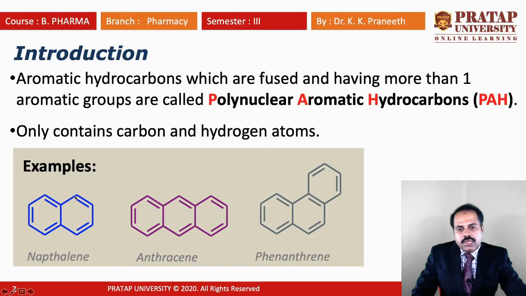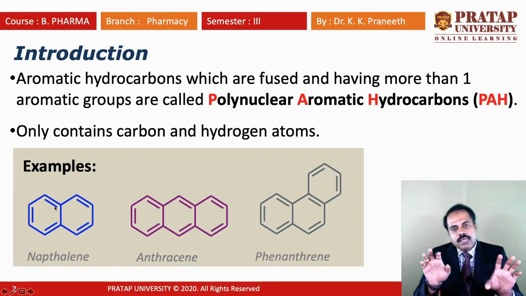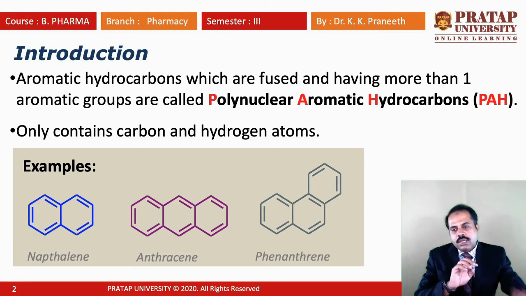Here I have given three important examples of these polynuclear aromatic hydrocarbons. The first one is naphthalene. As I said, it is a fused ring of two benzene rings, two aromatic benzene rings. This is a simple example of polynuclear aromatic hydrocarbons. This is the basic one, because if you have only one aromatic group, that is not considered a PAH, polynuclear aromatic hydrocarbon. It should contain a minimum of 2, so it has more than one aromatic group, like in naphthalene.